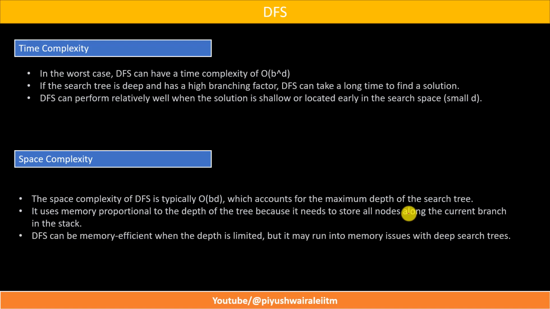Now for DFS, in the worst case, DFS can have the same time complexity of order b to the power d. If the search tree is deep and has a large branching factor, DFS can take a long time to find a solution, because the time complexity for both BFS and DFS is the same, that is order of b to the power d. DFS can perform relatively well when the solution is shallow or located early in the search space, that is for small d, right?